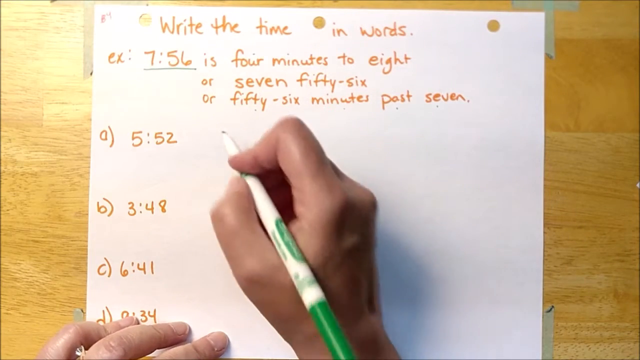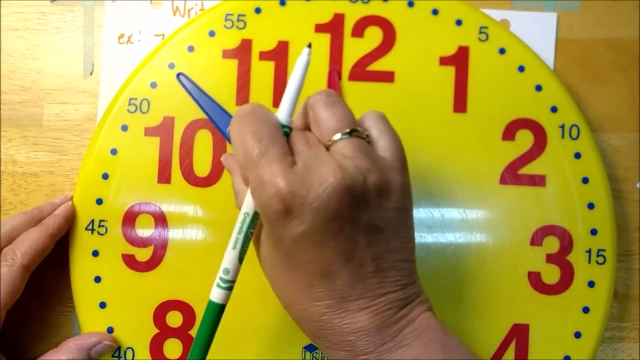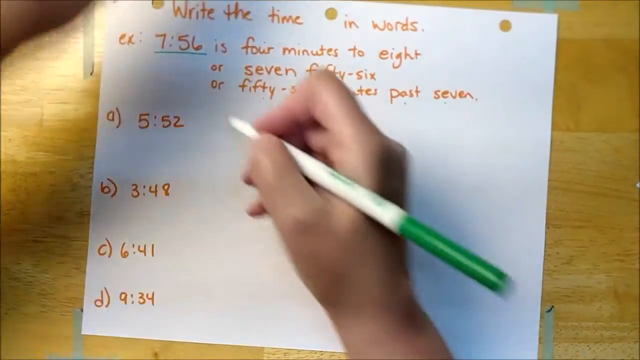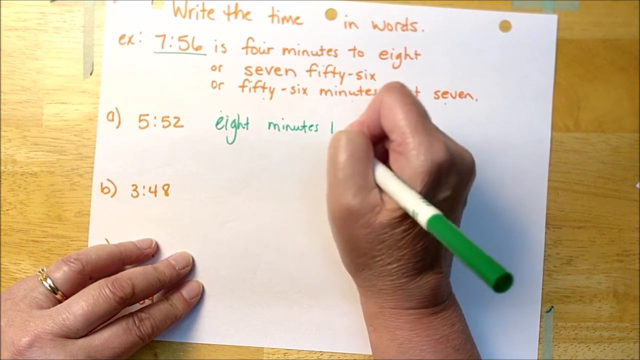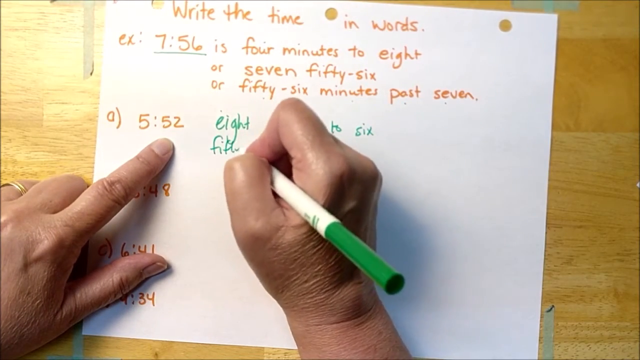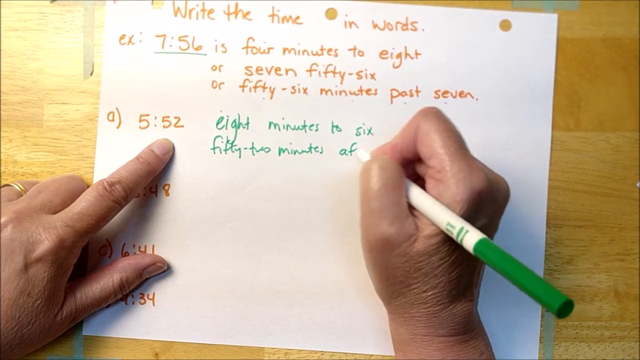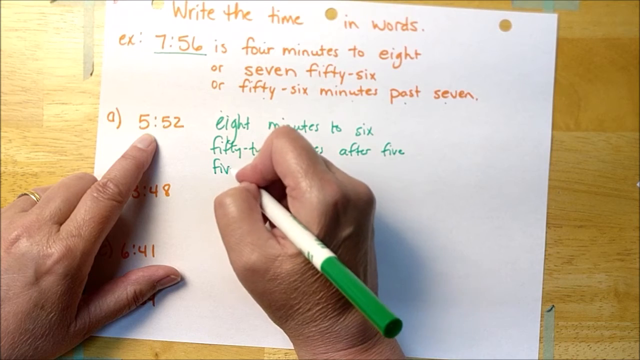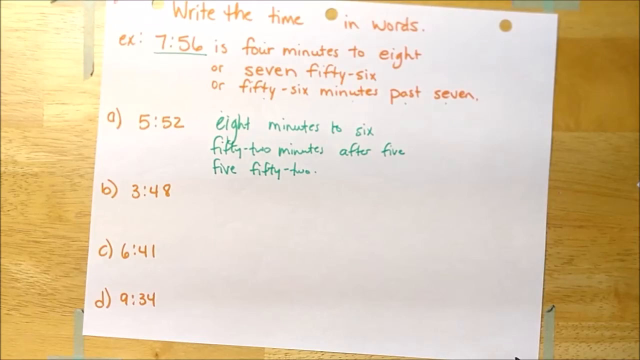Okay, you're back. So here at 52 minutes, if my hand is pointing to 52, I have to go 5, 6, 7, 8 minutes. So it is 8 minutes to, it's 5 o'clock, so to 6. I could say it's 52 minutes after 5. Or I could say that it is 5:52. So those are the ways. I hope you caught them all.